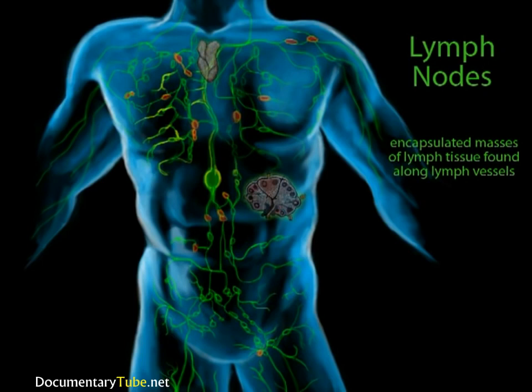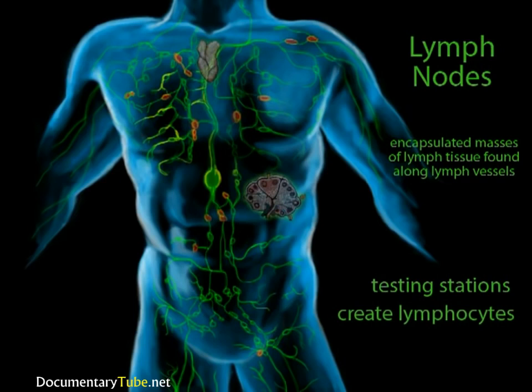Lymph nodes have three functions. First, they are testing stations. They monitor the blood by receiving samples of the blood plasma. Second, if the sample is rife with foreign invaders, they produce lymphocytes and send them into the bloodstream to try to destroy those invaders. In addition, the lymph nodes filter the lymph that they have so they can only return clean fluid back to the blood.